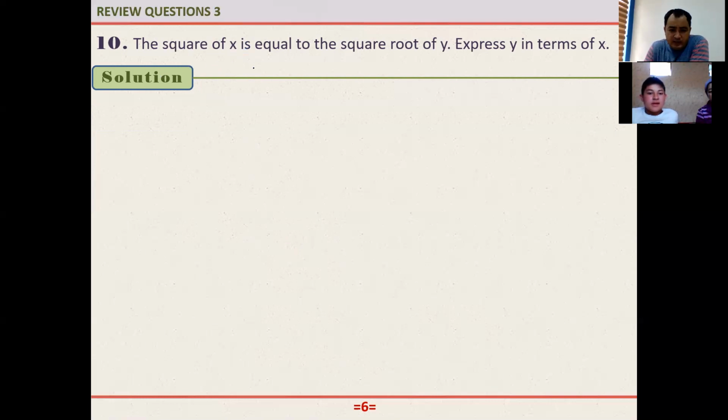The square of x is equal to the square root of y. So the first part, the square of x, that means x squared, is equal to the square root of y. It says express y in terms of x.